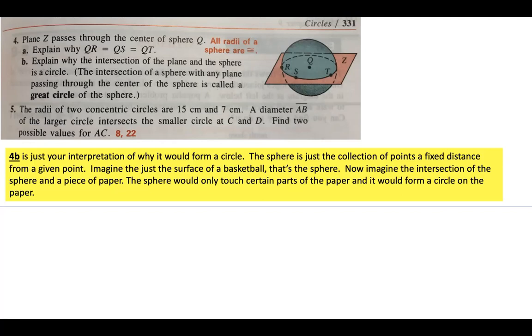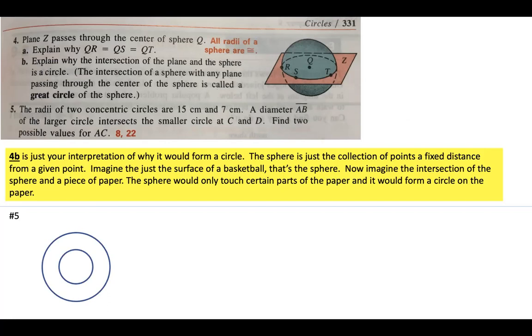The book doesn't actually even give an answer to it. So let's see, 5B. This just requires you to draw some pictures. You can see the answer there, 8 and 22. And here's the explanation. Concentric circles are two circles on a plane that share the same center. So there are two circles on a plane that share the same center.